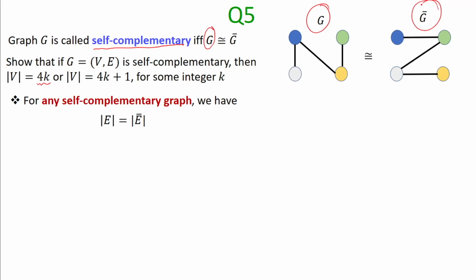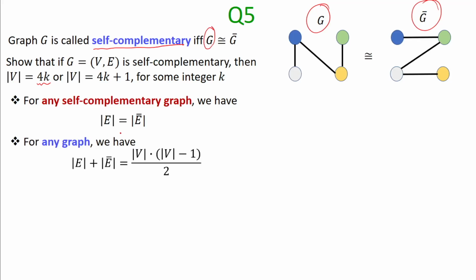So since the graph G is self-complementary, that means the number of edges in G and the number of edges in G complement have to be the same. So the cardinality of the edge set E and the edge set E complement will be the same. And I know that for any graph, it need not be self-complementary, if you take any graph, then the total number of edges in E and E complement is the same as the product of the number of vertices and the number of vertices minus 1, over 2, right?